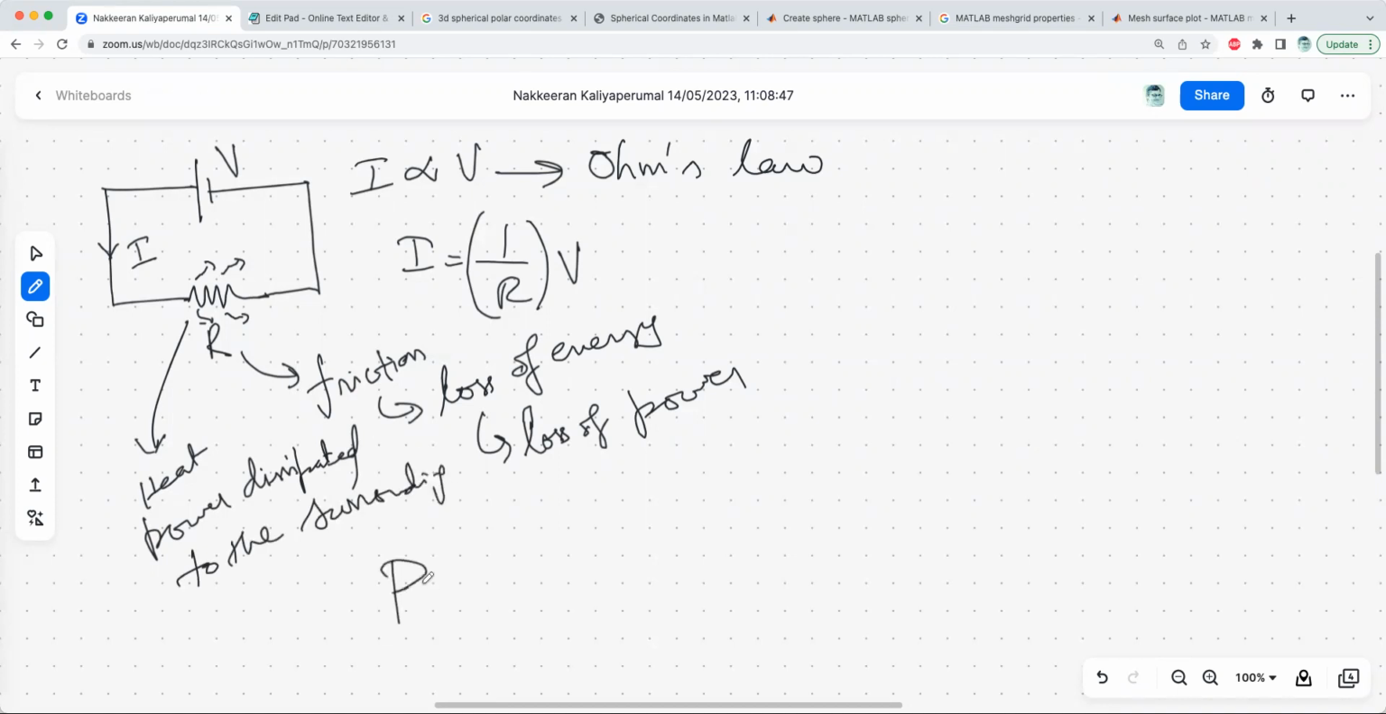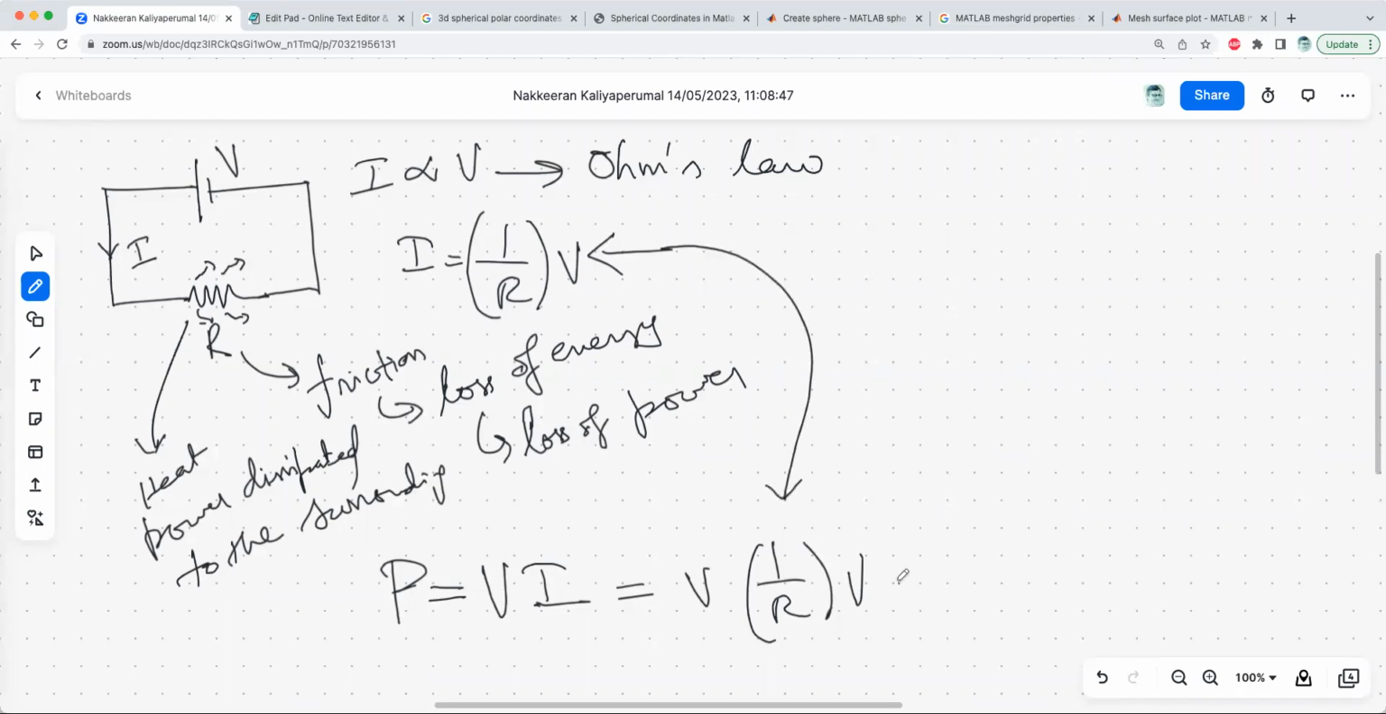Now we need to calculate that power. We know electrical power can be calculated by VI. Now we include Ohm's law: instead of I, we can plug in 1 over R times V. This gives you V square over R as one equation. If you use only one instrument to find the voltage across the resistor, we can just square it and divide by the R value, which gives you how much is the heat power loss. Is that okay?